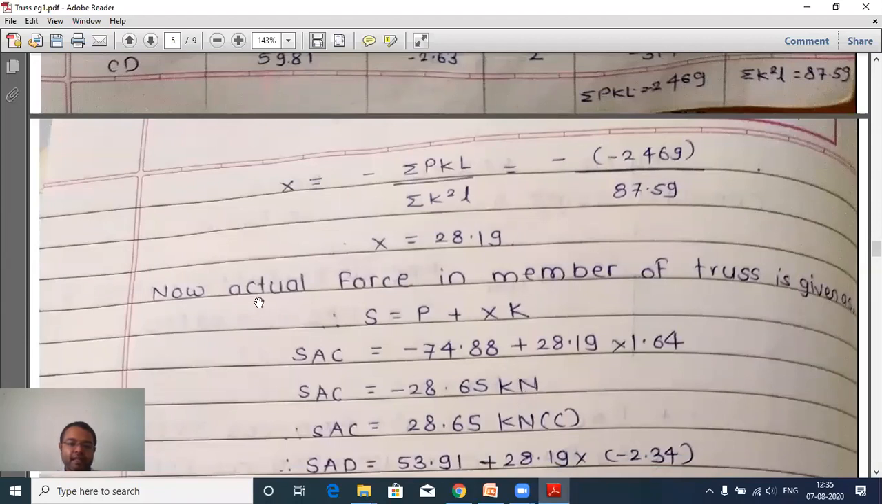After completion of this table, we will find this X, that is the force coefficient. X equals minus summation of PKL upon summation of K square L. This is the formula. By using this formula, you can get the value of X, the coefficient.